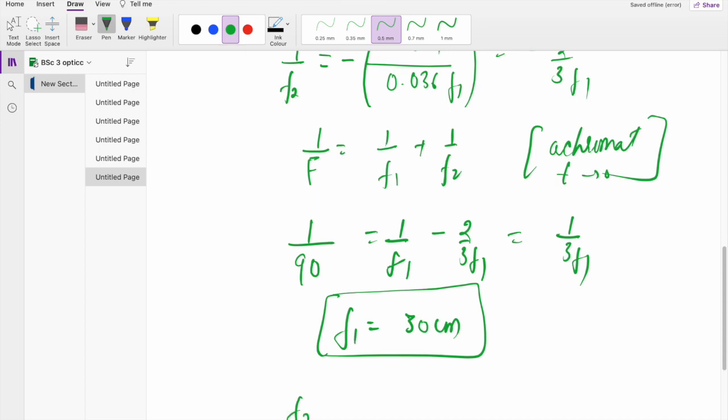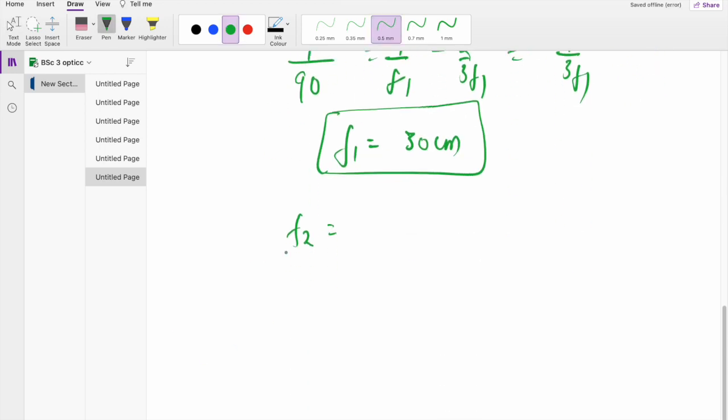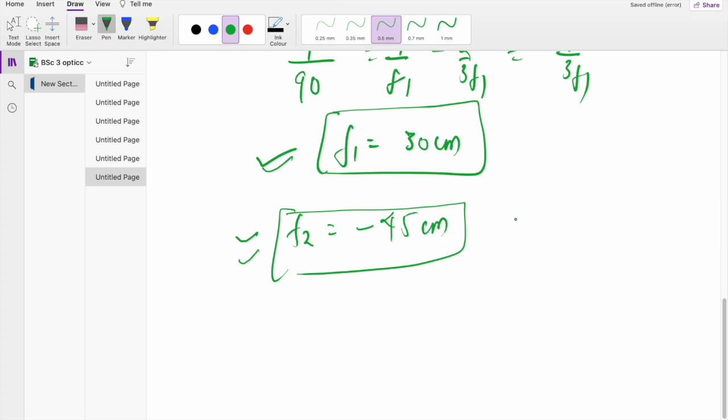And f2, simply substitute here in this one. So f2 becomes almost 45 centimeter. Good. So this is what we were asked. It was a case of a telescope in an achromatic condition, and the question said to calculate the values of f1 and f2. So we have calculated them. F1 is 30 centimeter and f2 is minus 45 centimeter. Good. So this is the second question.